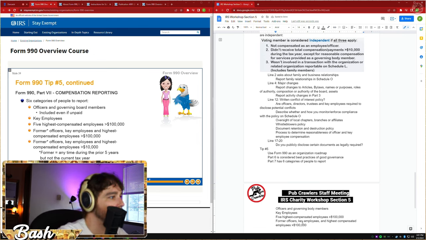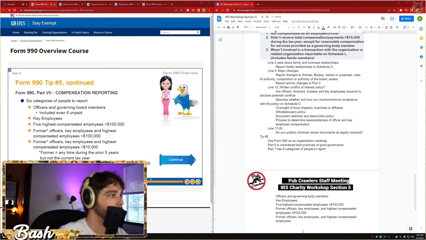The last category of persons to report in Part 7 are independent contractors, in particular, the five most highly compensated independent contractors the organization paid over $100,000 for services. Independent contractors include both businesses and individuals, whether or not the organization issues them a Form 1099. These independent contractors are reported in Part 7, Section B.